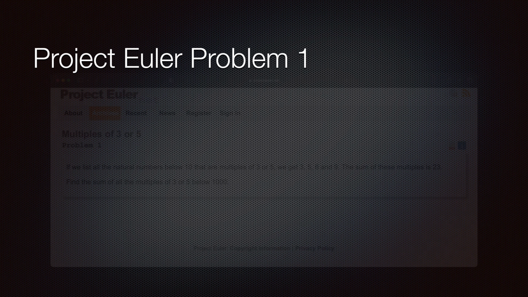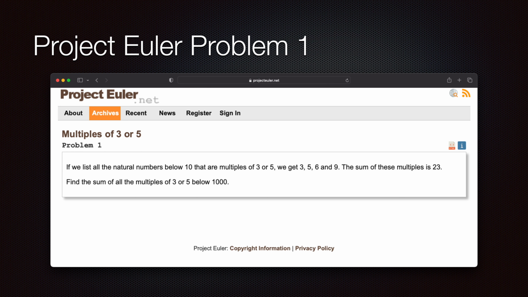Project Euler Problem 1. If we list all the natural numbers below 10 that are multiples of 3 or 5, we get 3, 5, 6, and 9. The sum of these multiples is 23. Find the sum of all the multiples of 3 or 5 below 1000.